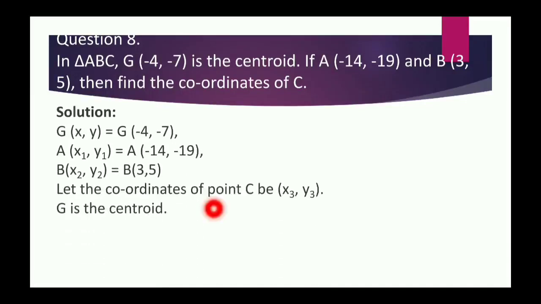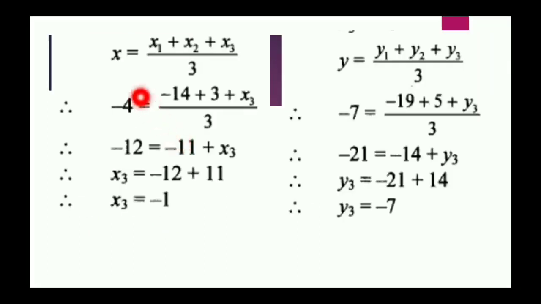Let G be the centroid, so we will consider (x, y), that is x value is -4 and y value is -7. A is one of the vertices, so we will consider (x1, y1), that is A is (-14, -19), and B is one of the vertices, (x2, y2) is equal to B (3, 5). Let the coordinate of C be (x3, y3). G is the centroid which we know, children. So let us see, x is equal to x1 plus x2 plus x3 upon 3.